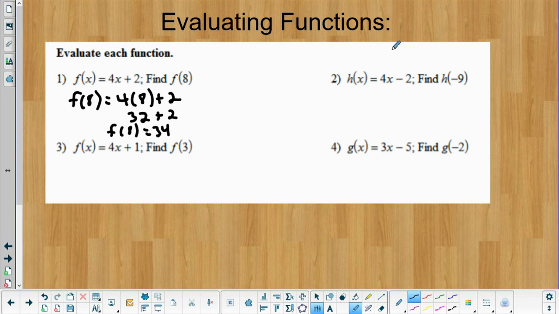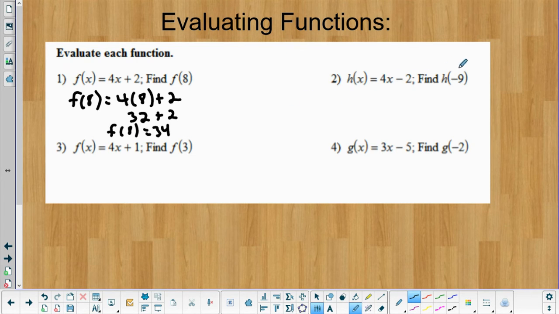All right, let's try number 2. This time, instead of saying f of x, they used a different variable. They said h of x. And that's just to distinguish that these are 2 different functions. Okay, they use lots of different letters. They do try to avoid I because it kind of looks like another number. Well, I is another number we're going to talk about later this year.